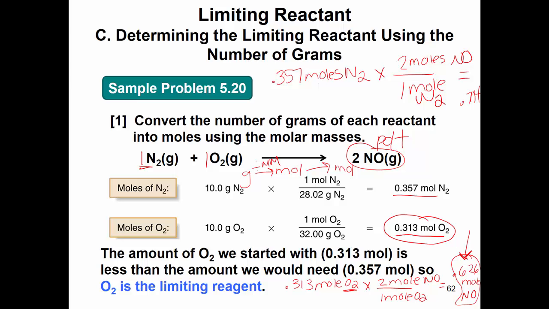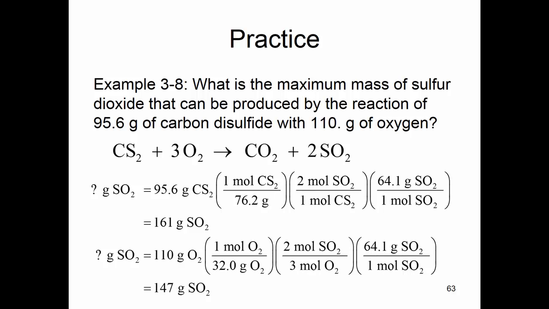Okay, so I just want to walk you through another example here, and I just pulled this from a different place, so not really example 3.8. We want to know the maximum amount of sulfur dioxide, the product, that we could form if we were given 95.6 grams of one reactant, CS2, and 110 grams of the other.